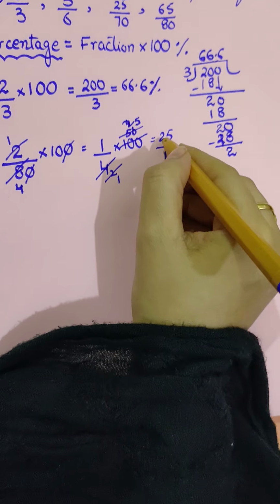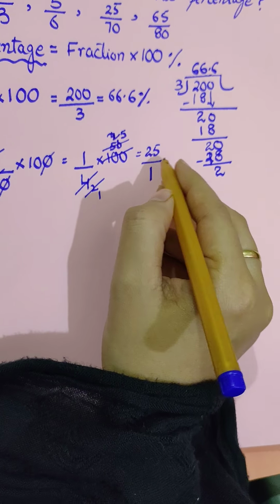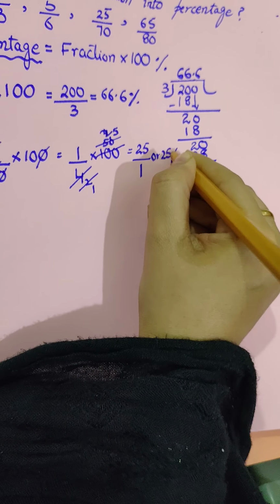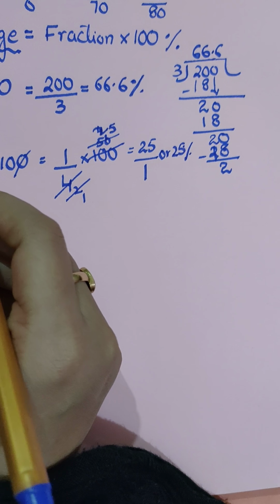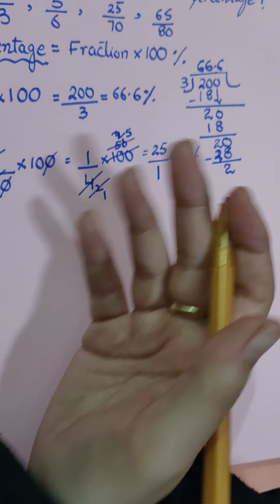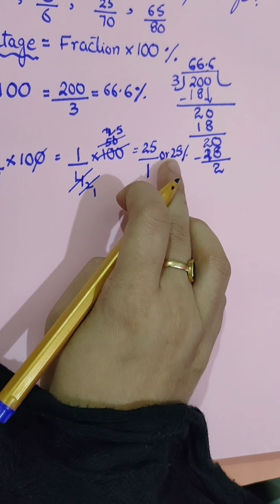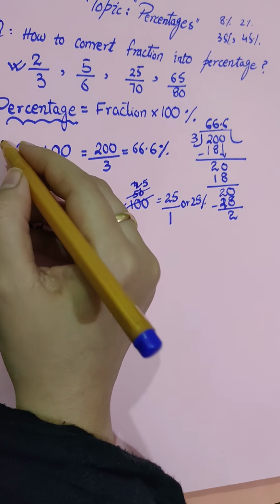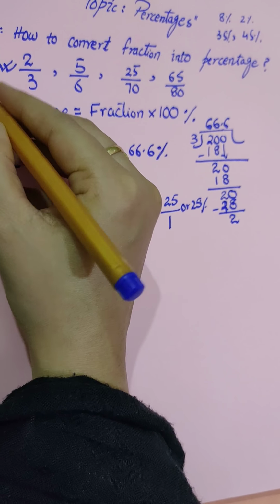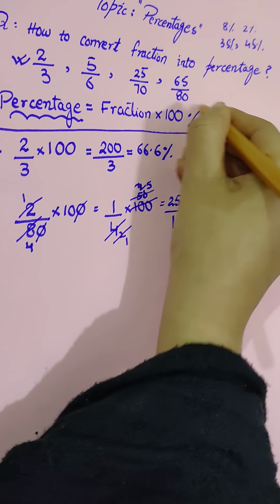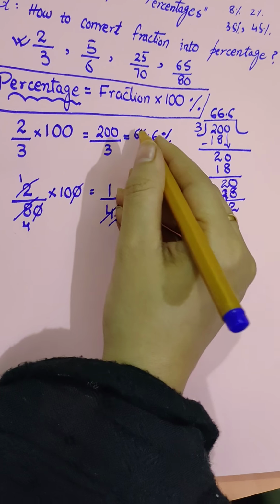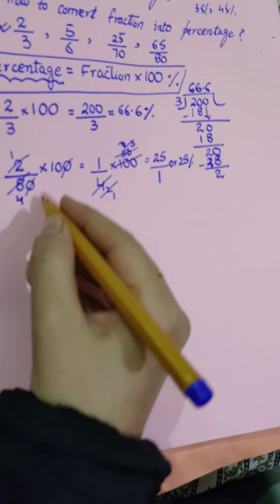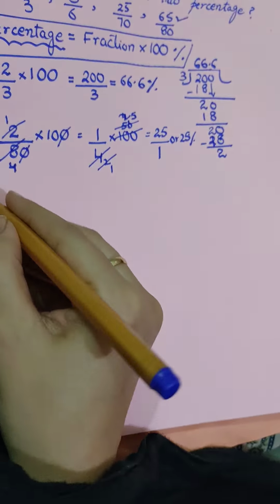Okay, so remember this thing, whenever you have 1 in your denominator, it does not affect your answer, and you can write your answer like this, 25%, right? So the fraction 2 over 80 is nothing but 25% when converting into percentage, and that's how you have to convert it into a percentage. In order to convert your fraction to percentage, you just need to remember this formula. Whatever fraction you are given, just multiply that fraction by 100 and you will get your answer in percentages, right? Let's see this example, 65 over 80.